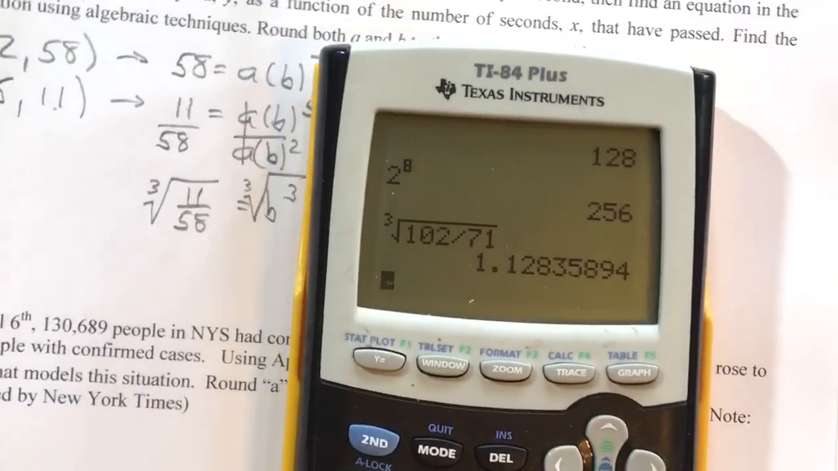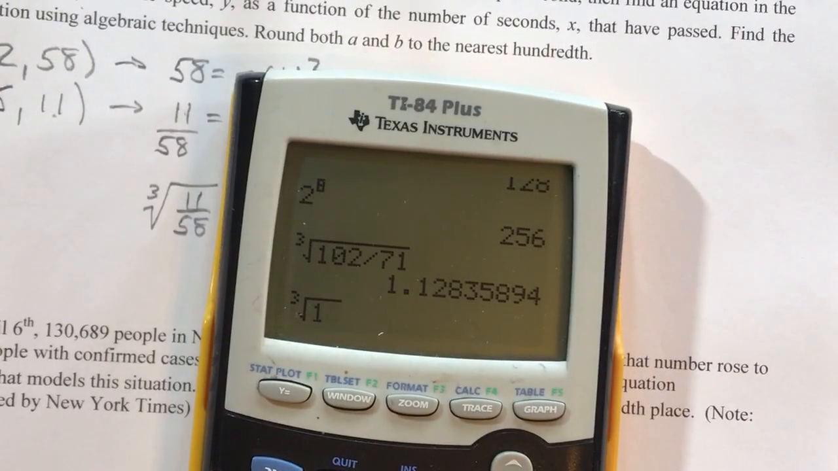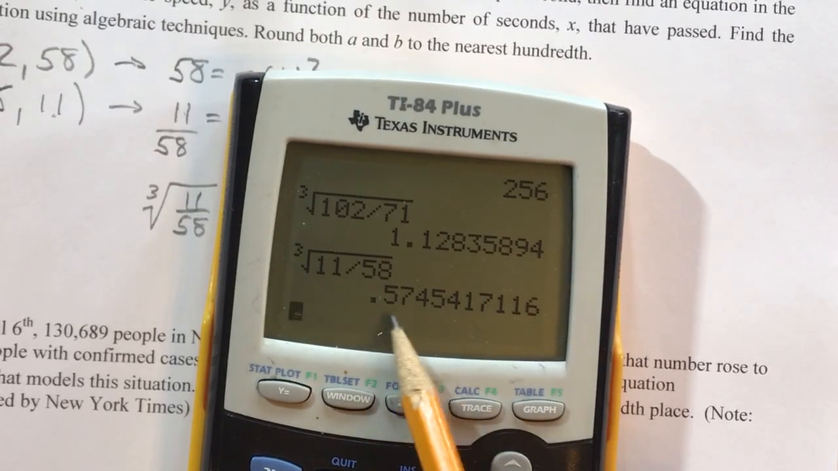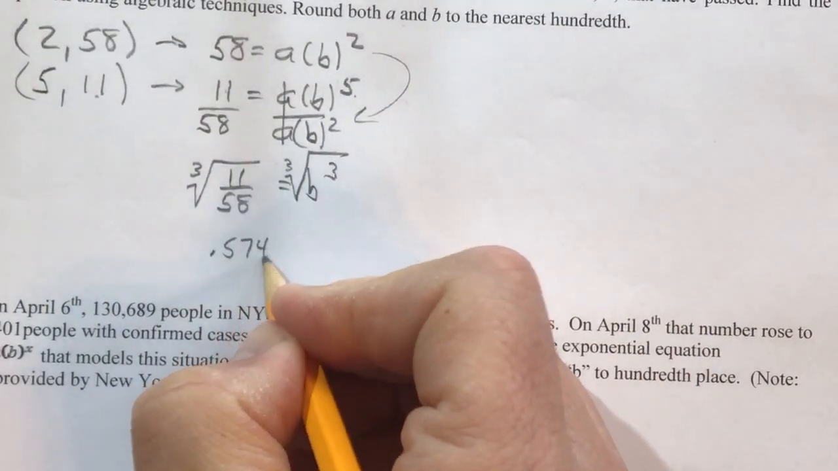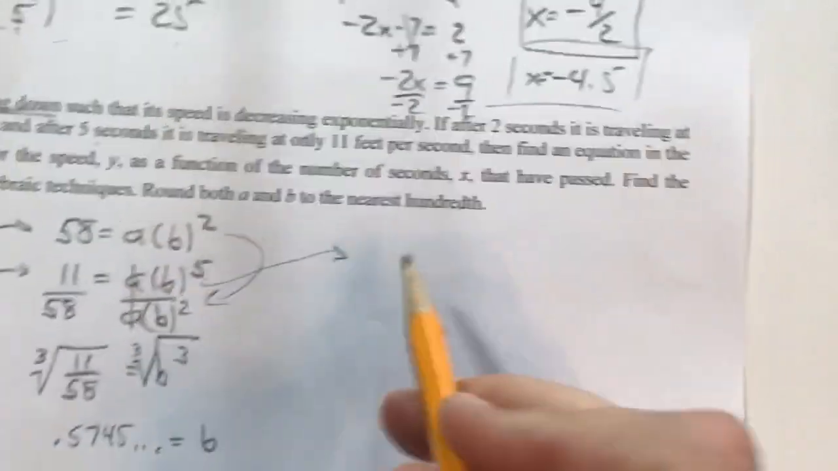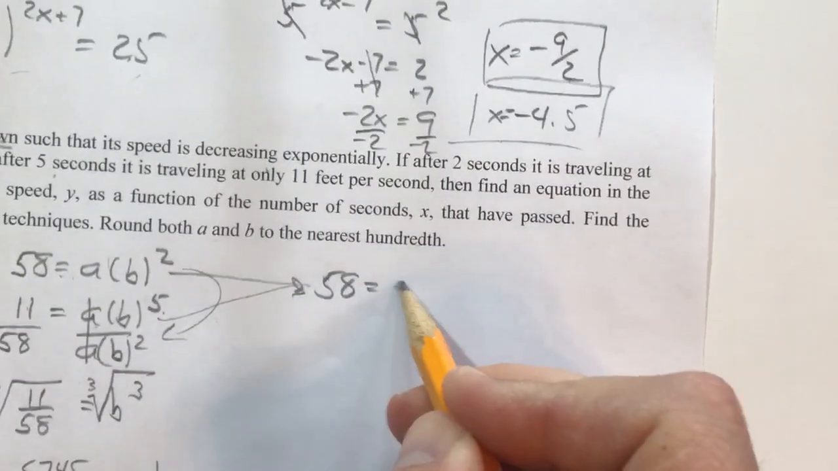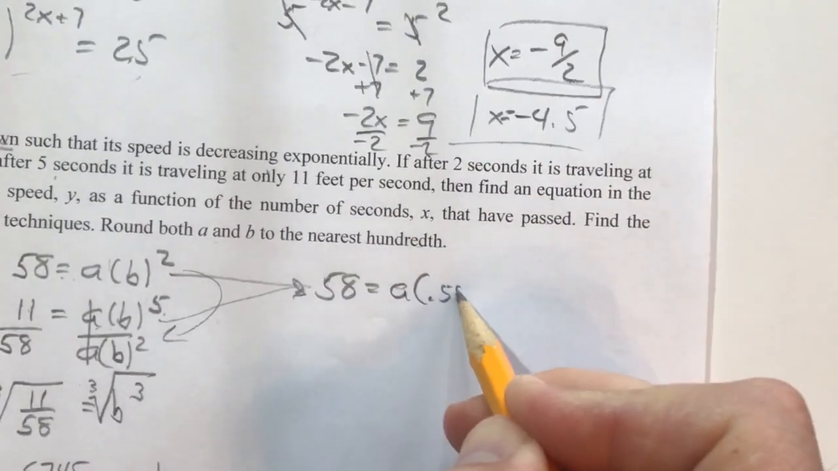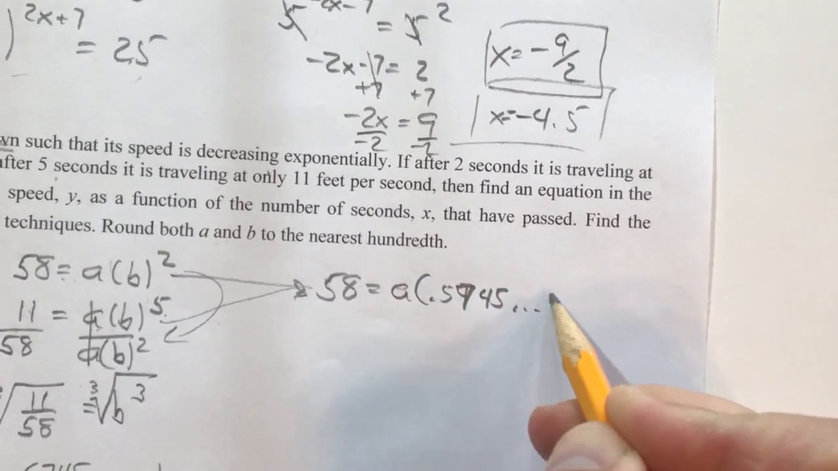So, once again, math, cube root 11 divided by 58. Remember, we want to keep that whole thing there, 0.5745. I don't want to round yet, because I got to find A. So go back to one of these original ones. I'll take the 58. 58 equals A, but I got B, 0.5745, dot, dot, dot. I'm going to keep the whole thing in my calculator.